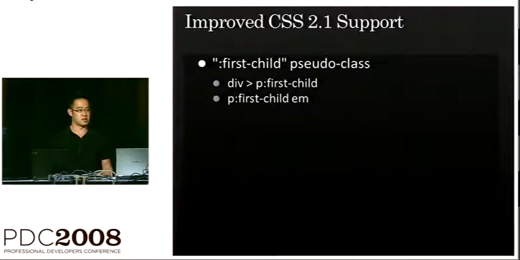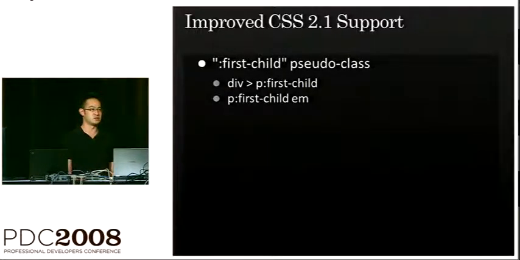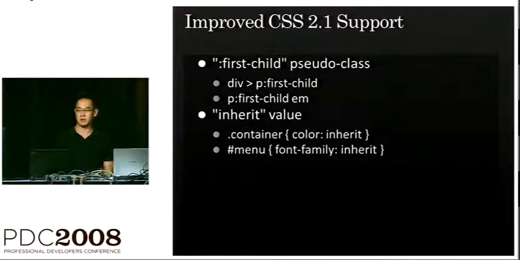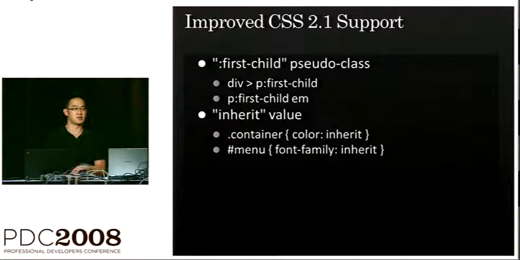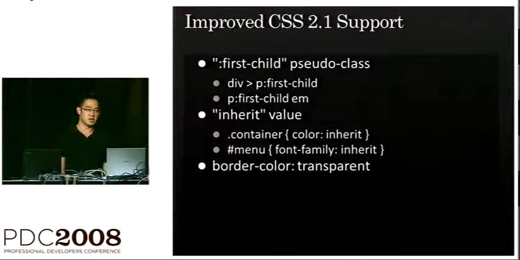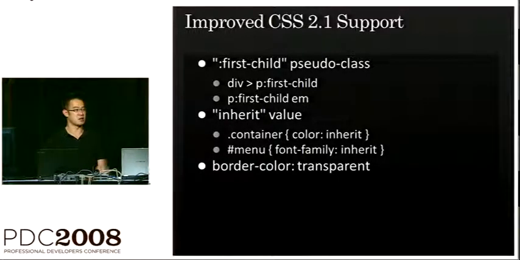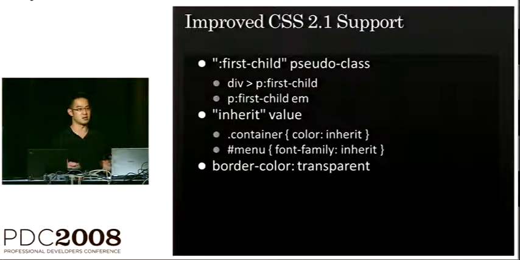A few more CSS selectors we added. We now support first child, which is to pick the first element out of a group rather than selecting all of them. You can also inherit different values. This was always there, and now we actually respect that. You can set your border colors to transparent, and it might seem like a really minor thing, but a lot of people were having designs that didn't look quite right because they expected the border color to look a certain way.